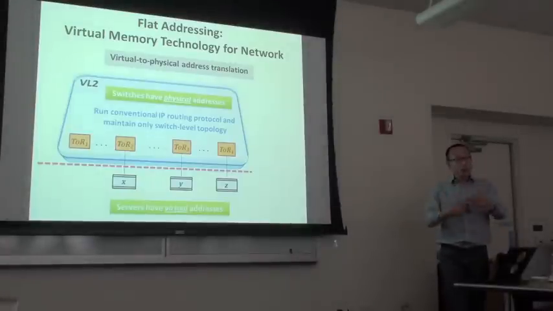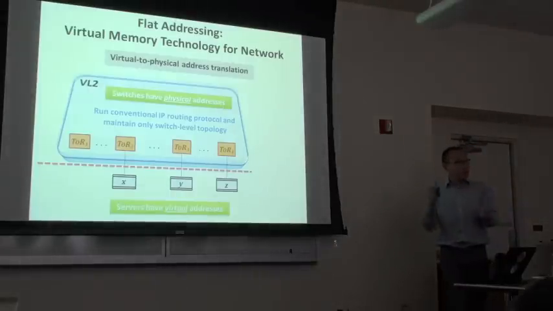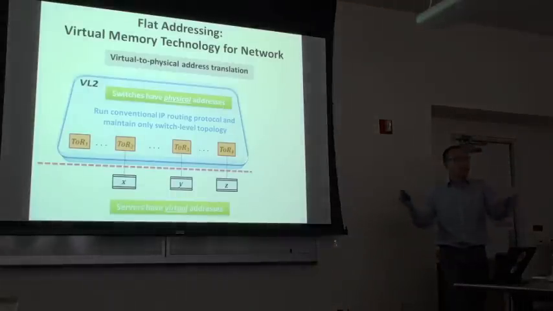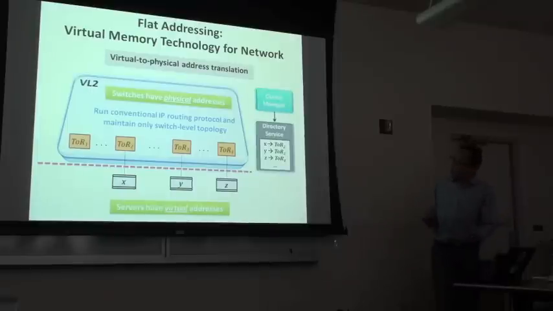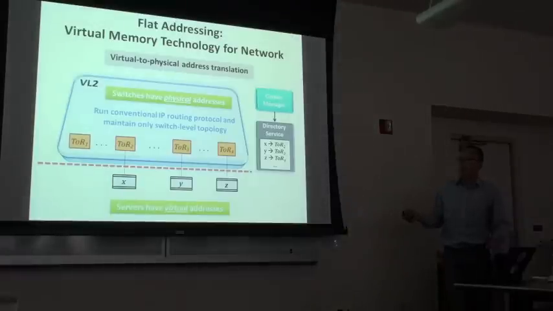But to translate between these two addresses, I need to know about these mappings between virtual addresses and physical addresses. How do I get those? It's actually easier because the cluster manager generates that information rather than learns it from somewhere. So what I just need is a simple directory service which can offer this mapping information when and where needed.